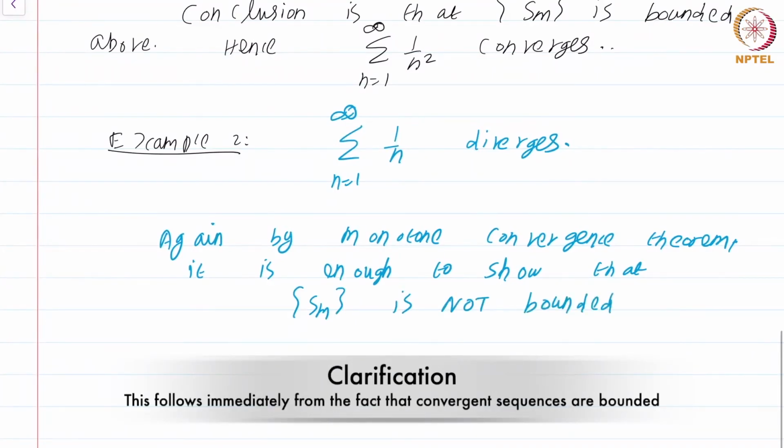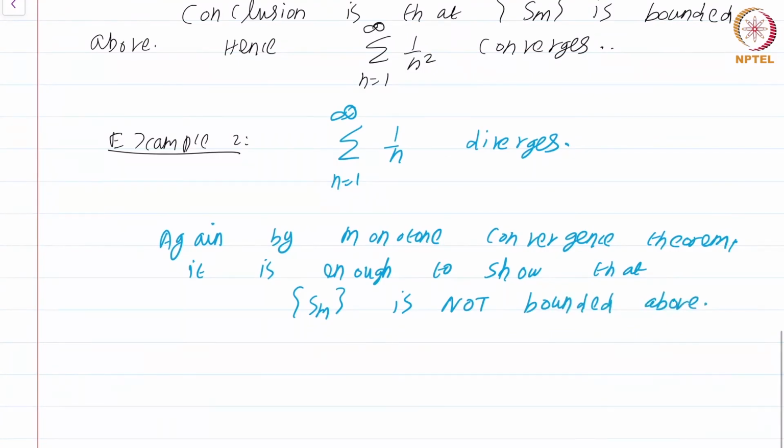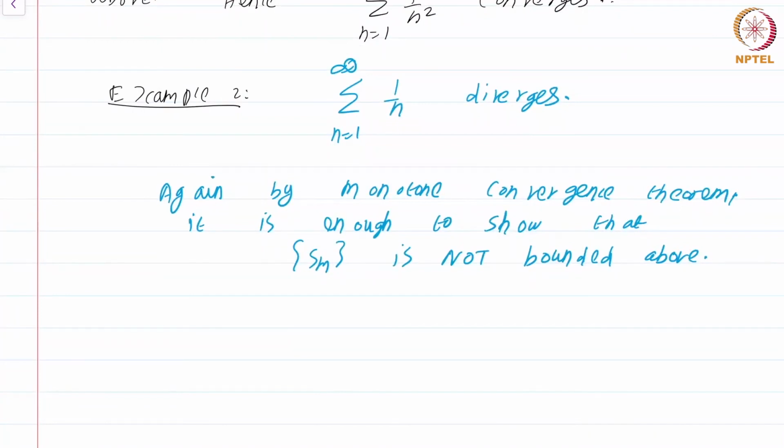Then I would be done. Okay, so let's write down S_m. It will be 1 plus half plus 1 by 3 plus dot dot dot 1 by m. Right, this is what S_m is.